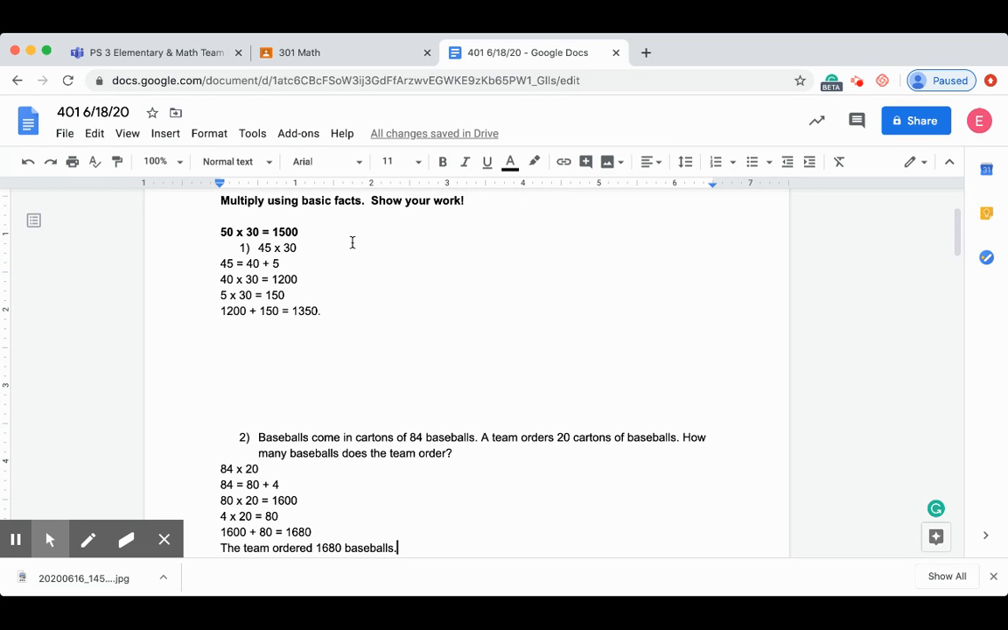Now, again, remember, when you're using basic fact to help you multiply, you're going to break apart your number that doesn't end in a 0 because it'll be easier for us to use our basic fact using a number that ends in 0. Then you'll take the two sums from which you broke apart your number and you will multiply each of them by the number we're multiplying by.